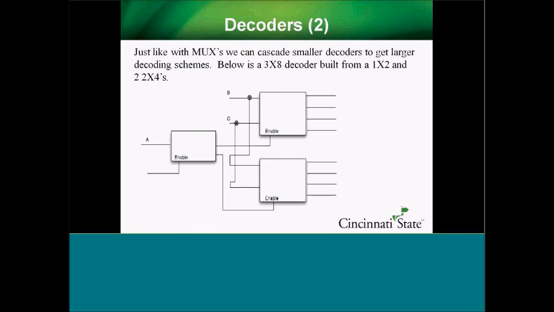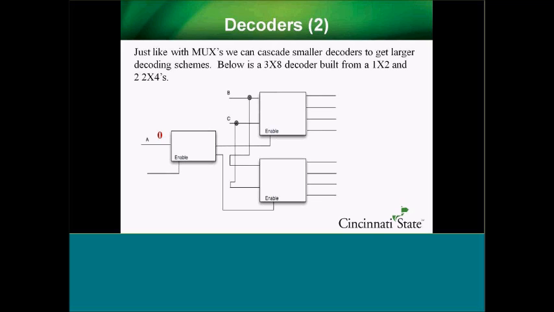With muxes, sometimes I'll talk a little bit about cascading muxes to do larger mux configurations. And the same thing with decoders. Here you can build up. You have 3 inputs, A, B, and C, and you've got 8 outputs. This is built up from a 1 by 2 and 2 by 4 decoders to build up a 3 by 8. And so I show the students how this works.